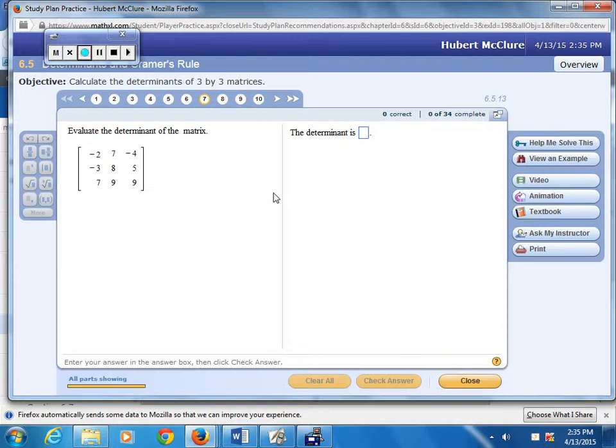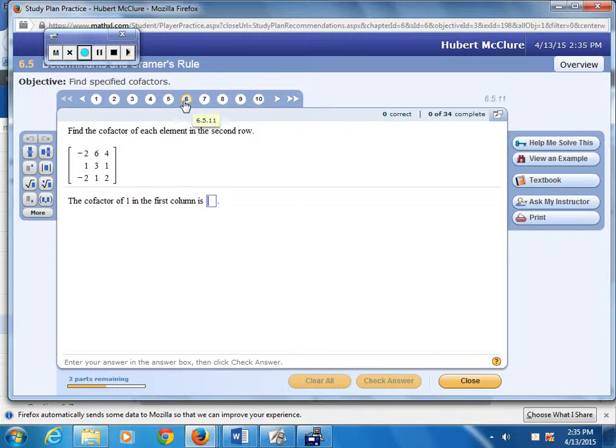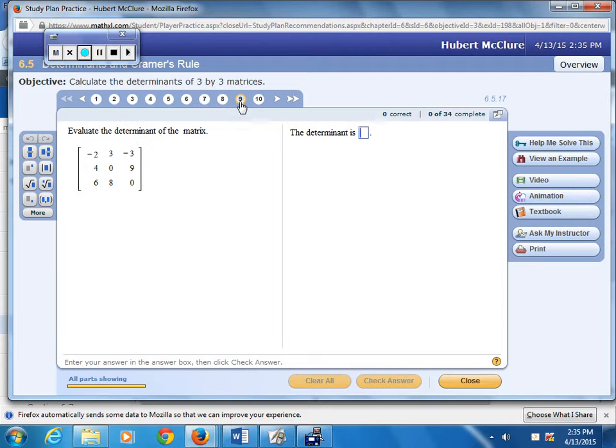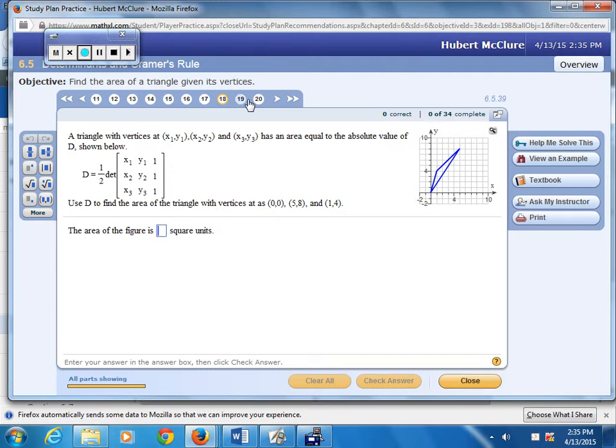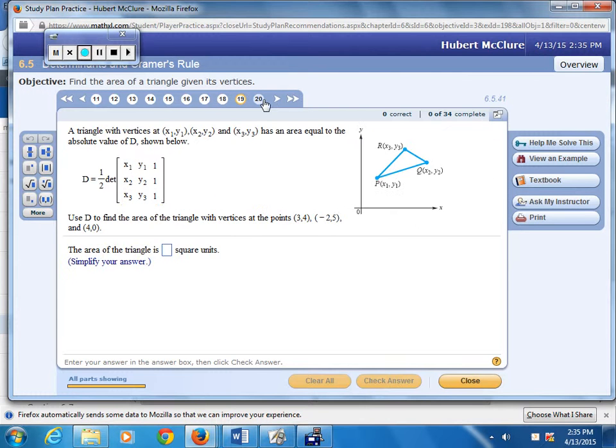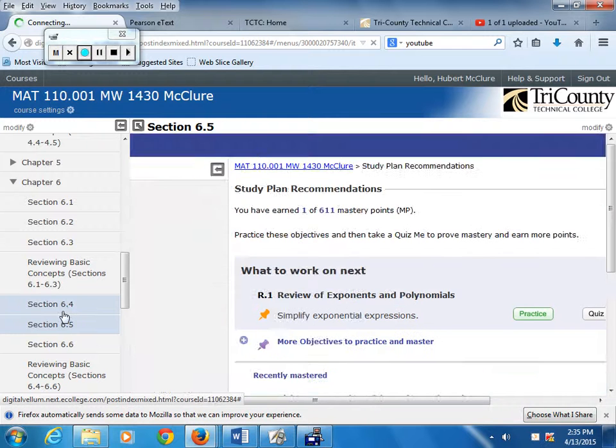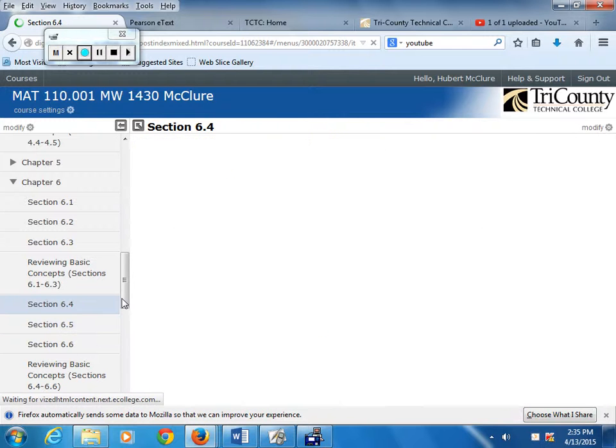I don't know if they did that one, but we can do that one. No, that's the determinant. I'm not ready for that yet. That's Cramer's rule. That's easy stuff. So that's not it. Must be the previous section, 6.4.